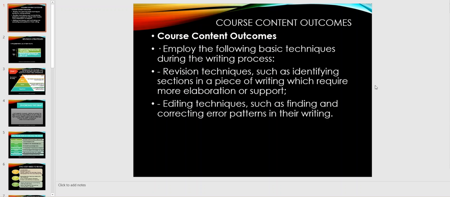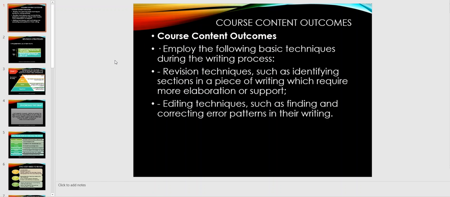If you look at the course content outcomes in the syllabus, there are specific outcomes that address revision. Employ the following basic techniques during the writing process, and it talks about the revision techniques: more elaboration or more support, and editing techniques such as finding and correcting error patterns in the writing. That's part of the outcomes as we go through the revision process.